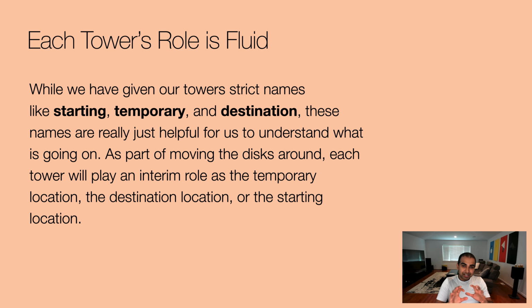And so that kind of highlights another detail. There are so many details here, is that each tower's role is fluid. I've been giving our towers really strict names like starting, temporary, and destination, but I've been trying my best to make sure not to call them the first tower, the second tower, the third tower. The reason is that these names are helpful for us to understand what's going on. But as part of moving the disks around, depending on what disk is currently being moved and what stage of the problem solving you're in, each tower will play an interim role as a temporary location, a destination location, or the starting location. So it won't always be the case that the first tower is the starting location, the middle tower is the intermediary, and the 3rd tower is the actual destination itself. Each of them will play one of those roles very handily. So be prepared for that as you see some of this work.